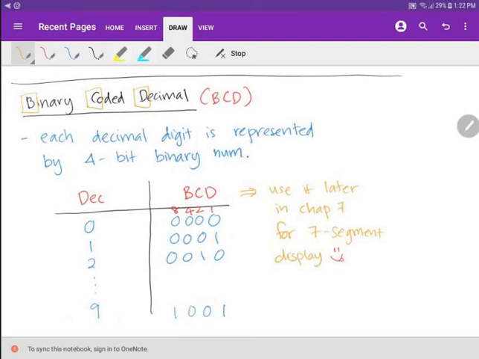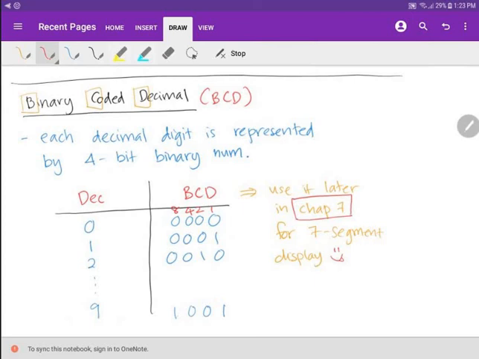Now we will actually be using this BCD later in chapter 7. In chapter 7 we will revisit this back for 7-segment display. Do you know what is 7-segment display? It's a display which has 7 segments. 7-segment numbering in banks we have seen, right? So we will be using BCD format to represent numeric numbers in chapter 7.